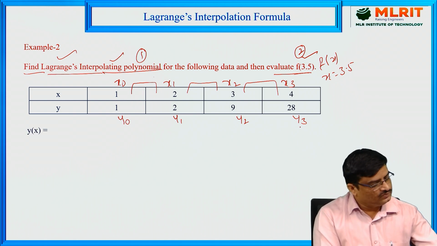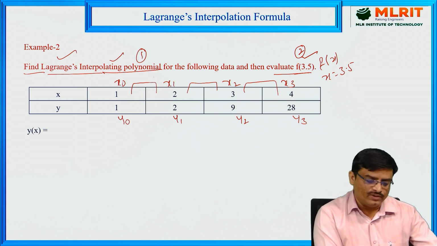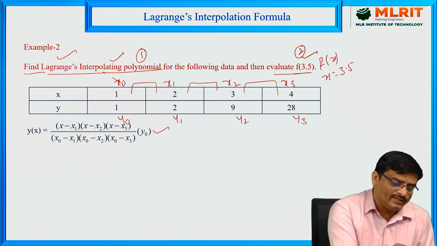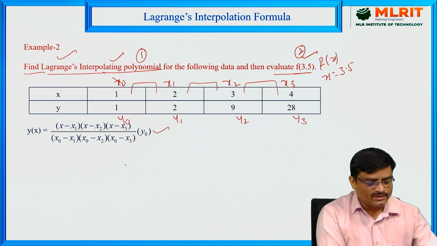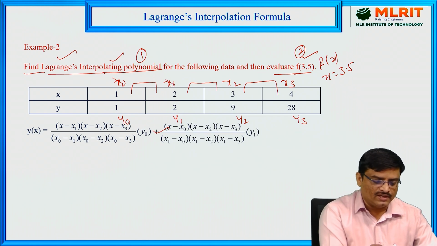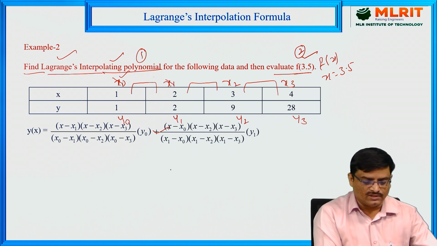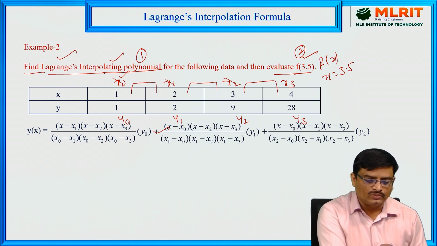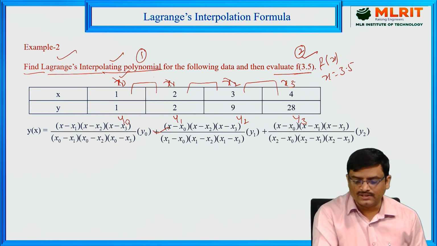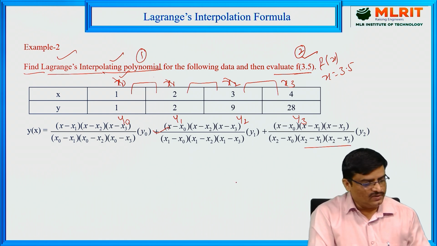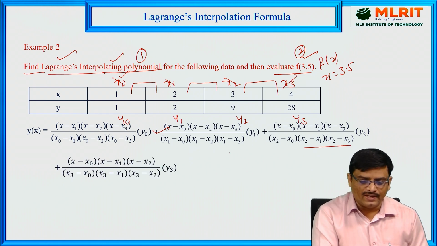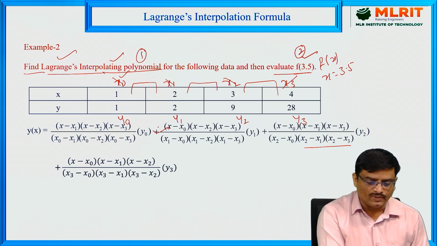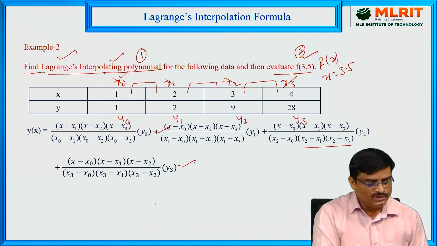Now first take the formula as we have discussed. This is our first term. We got this first term by neglecting x0. Now take the second term by neglecting x1 and considering x0. Now take the third term by neglecting x2 and considering x0, x1 and x3. Finally, neglect x3, and consider x0, x1 and x2 and the corresponding y3. So this is the formula here.